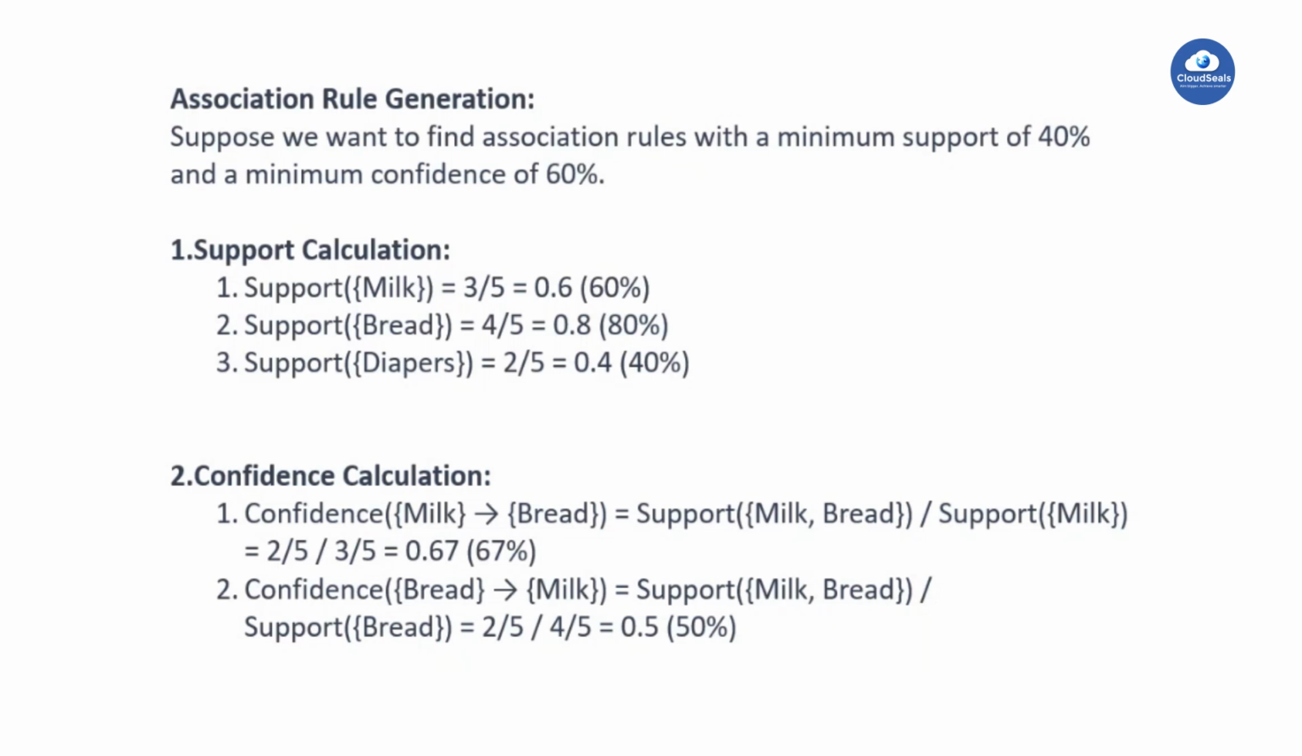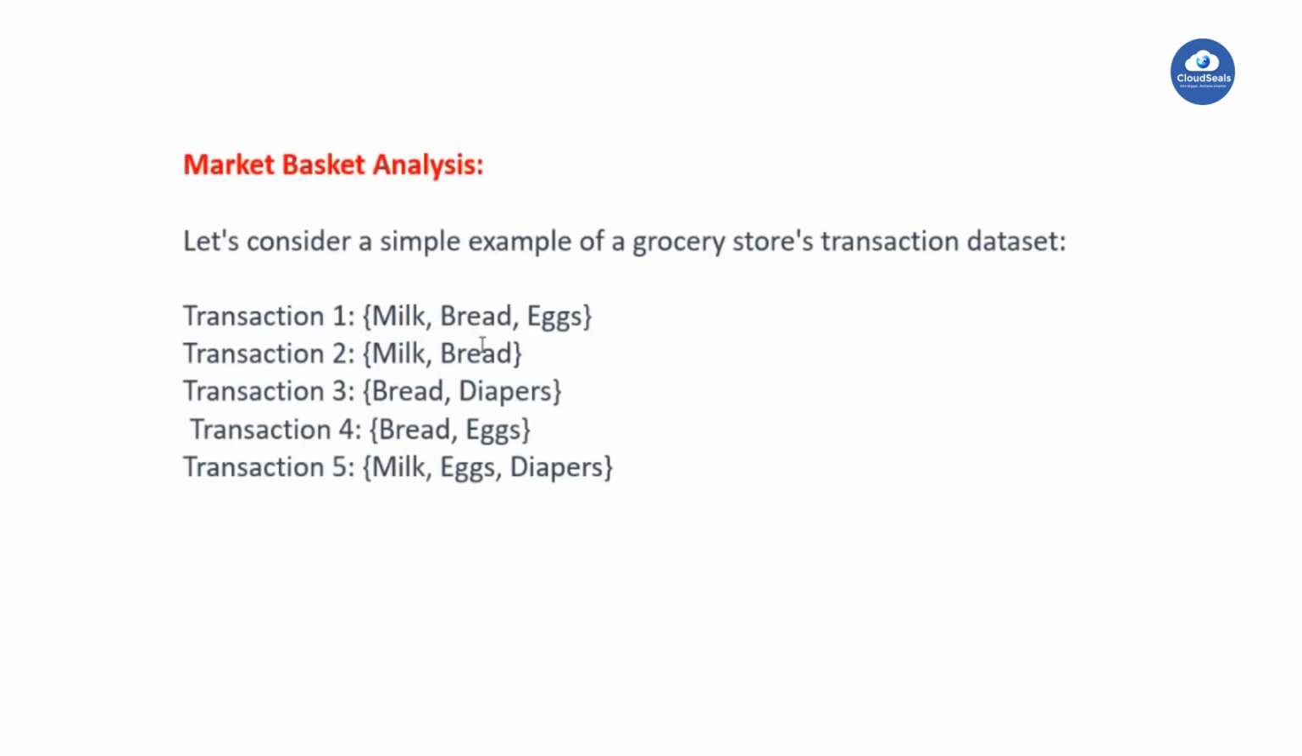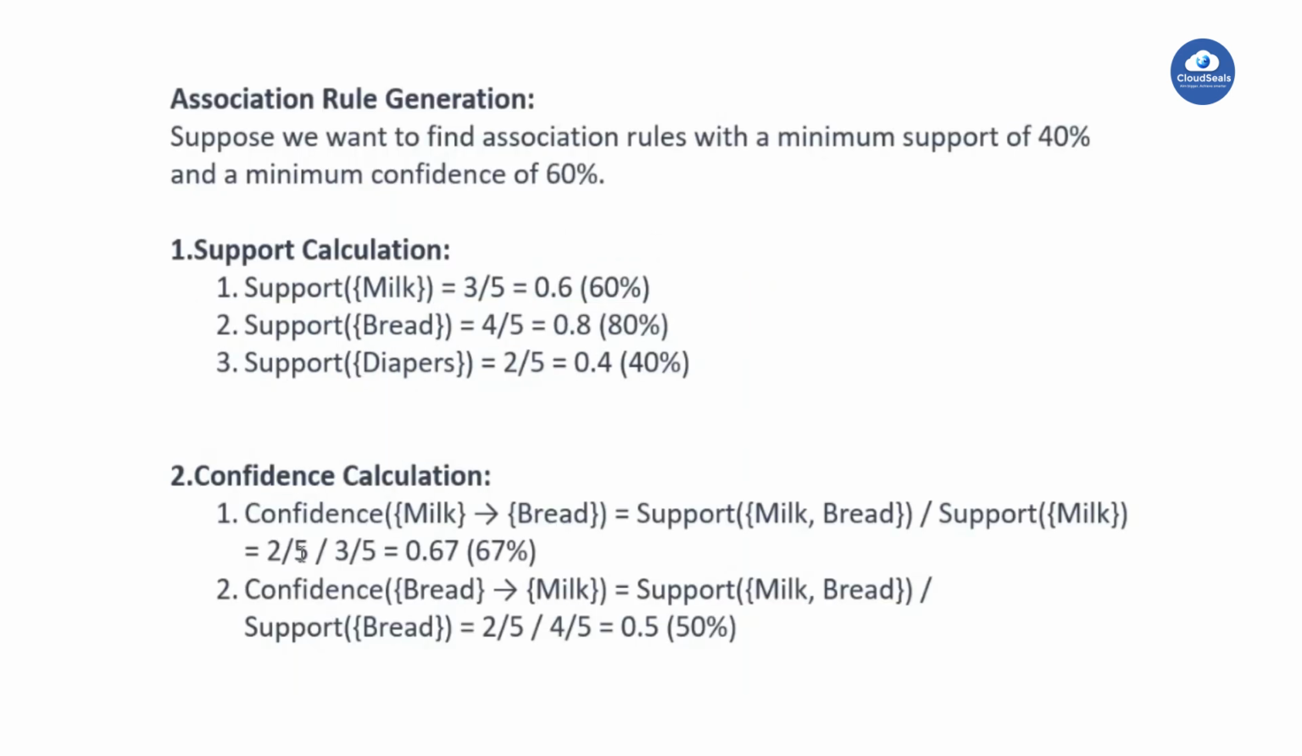Let's check how many combinations with milk and bread. Milk and bread: 1, milk and bread: 2. Is there any other transaction with the combination of milk and bread? No. So 2 by 5. In both, 5 is common, so we will cancel the 5 by 5. Then 2 by 3, that means 0.67.